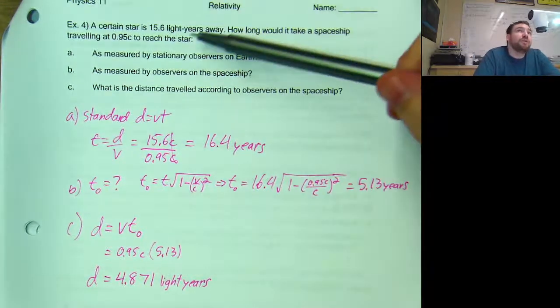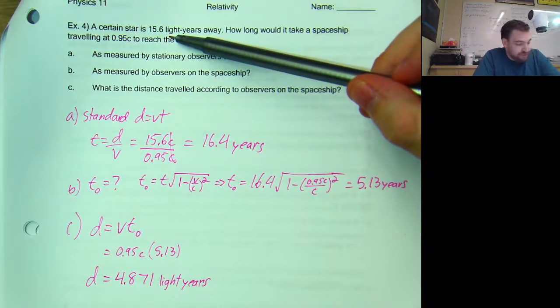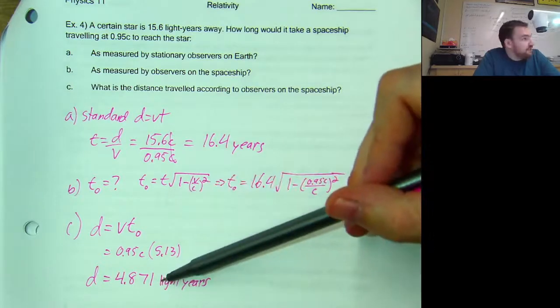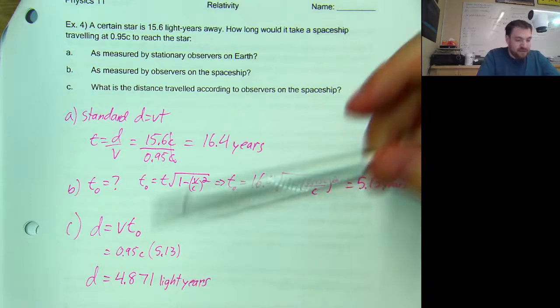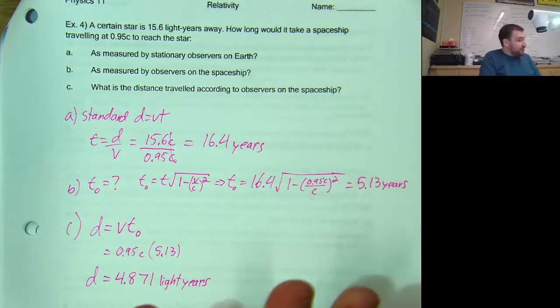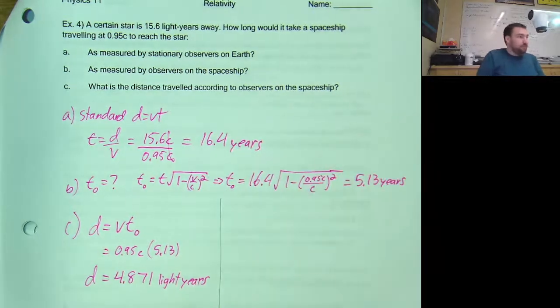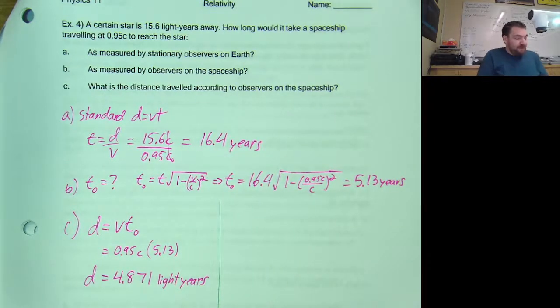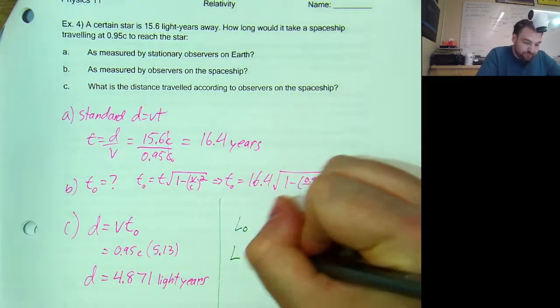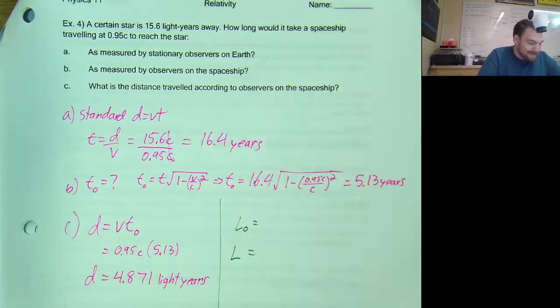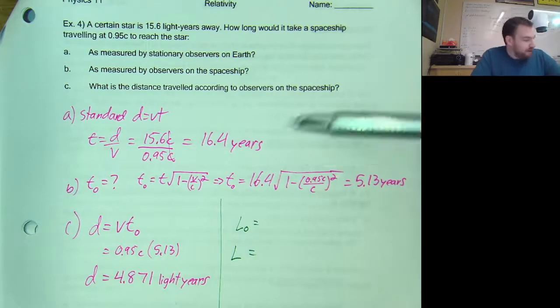So the Earth sees the star as being 15.6 light years away, but the ship sees themselves as only having traveled 4.871 light years. That's weird, and that's how we did the question yesterday. We can do the exact same question using length contraction, because we can set it up the same way here.